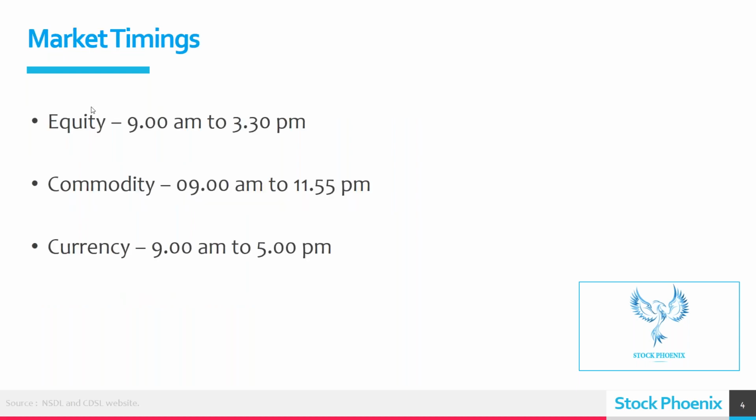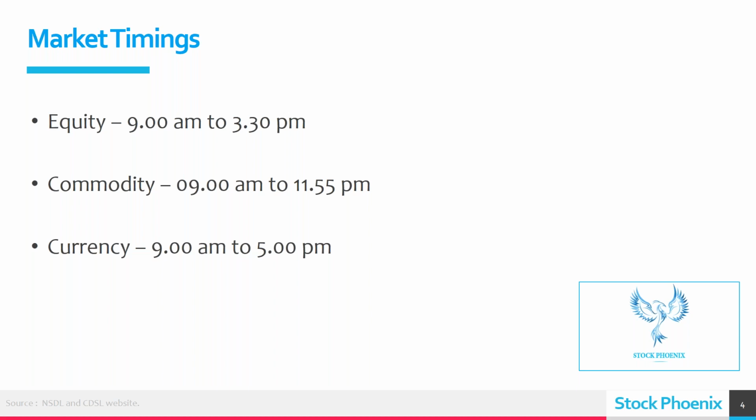So market timings. The equity market, that is for NSE and BSE, the market timings are in between 9:00 AM to 3:30 PM. So 9 to 9:07 it's a pre-market, and there will be a 7 minute break, and again at 9:15 the live market will resume, and we can effectively start trading from 9:15 AM to 3:30 PM.